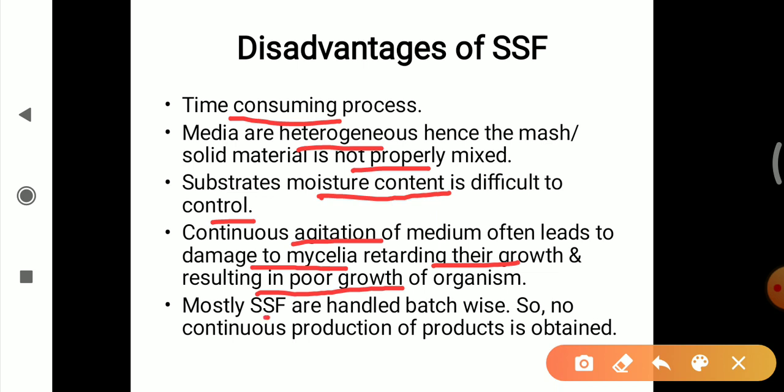Mostly SSF fermenters are handled batch wise, so no continuous production of the product is obtained. Mostly we use batch or sometimes we go for fed batch. So due to that, no continuous production of product is obtained. So these are the disadvantages of using SSF fermenter.